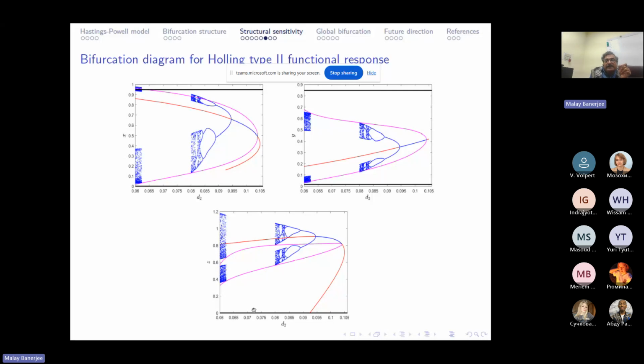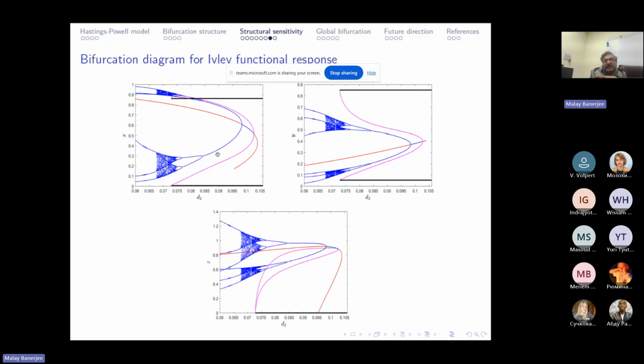Now the interesting point is that this is the bifurcation structure with Holling type 2 functional response. If we choose the IVLF functional response, which is close to it, then you can see there is a drastic change in the bifurcation structure.